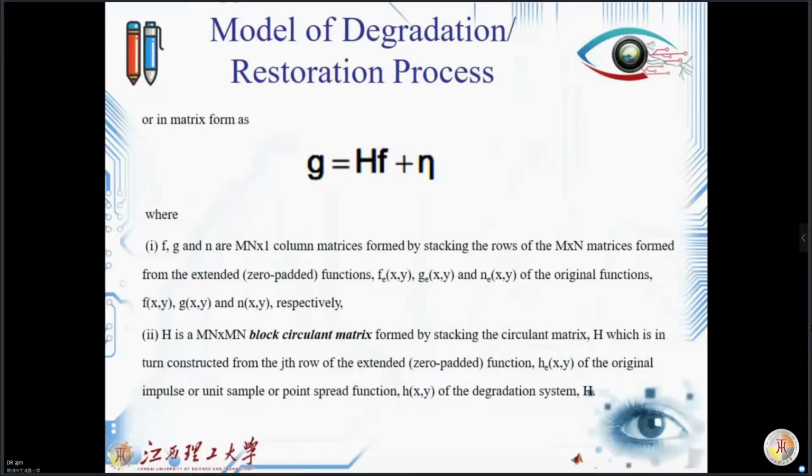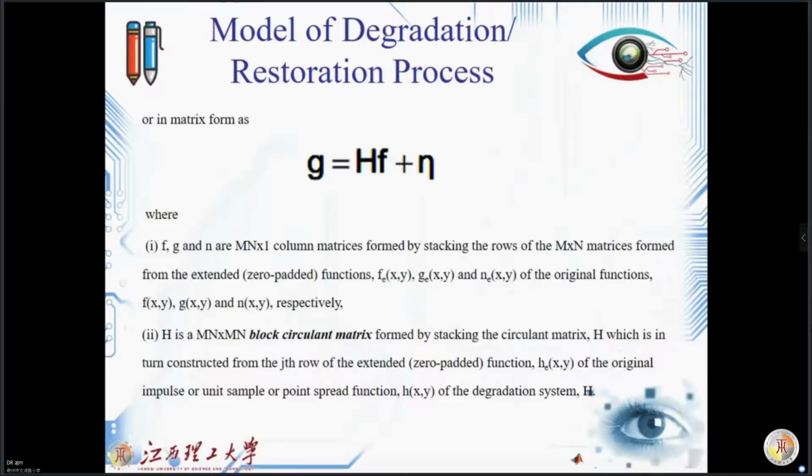Then, if we want to show this g as a matrix, we can have g = Hf + eta, where f, g and eta are MN by 1 column matrices, formed by stacking the rows of the M by N matrices formed from the extended, meaning zero-padded, functions. Then we have f, g and eta as the matrix forms of the original functions f(x,y), g(x,y) and eta(x,y), respectively.